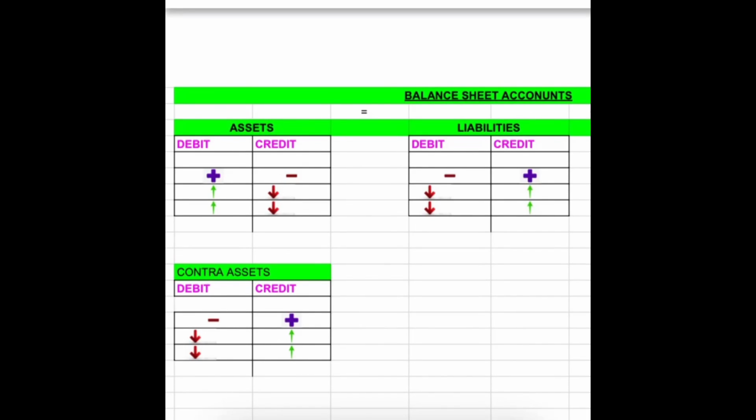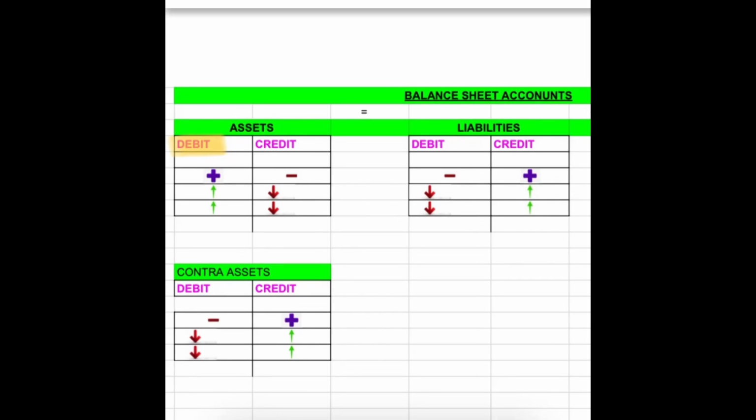Assets. What are assets? Assets are the resources owned by the business which have economic value and can be converted into cash. Asset accounts will increase with a debit entry. So asset accounts will increase on the debit side, the left side, and they will decrease on the credit side.